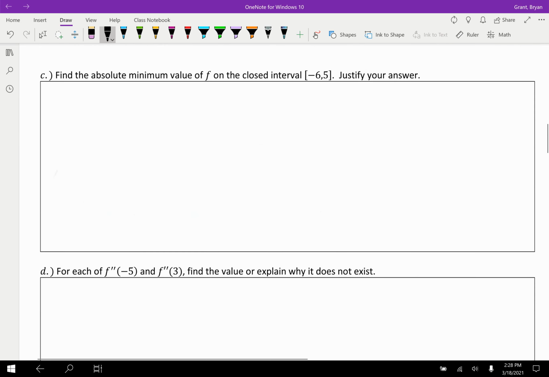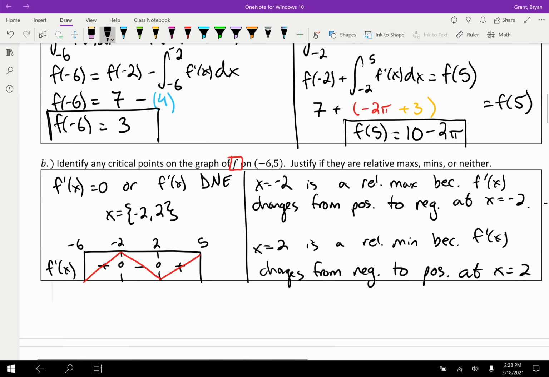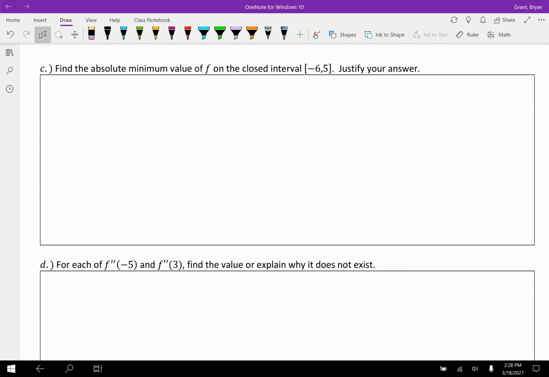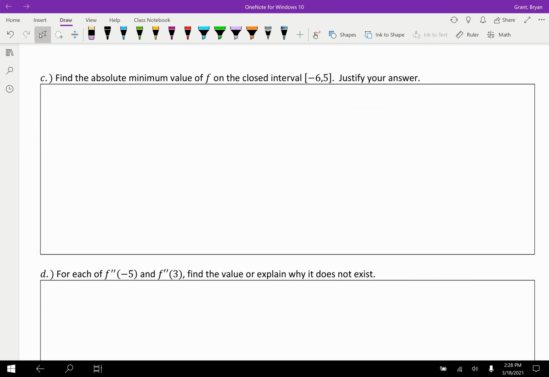Part C. Find the absolute minimum value of f on the closed interval. Justify your answer. Okay, well, there are two ways to find an absolute minimum. One of them is known affectionately as the lonely critical point theorem. We're not going to touch on that today. Instead, we're going to do the thing that works every time. It can be a little more time-consuming sometimes, but for today, I think you'll find it a nice review.